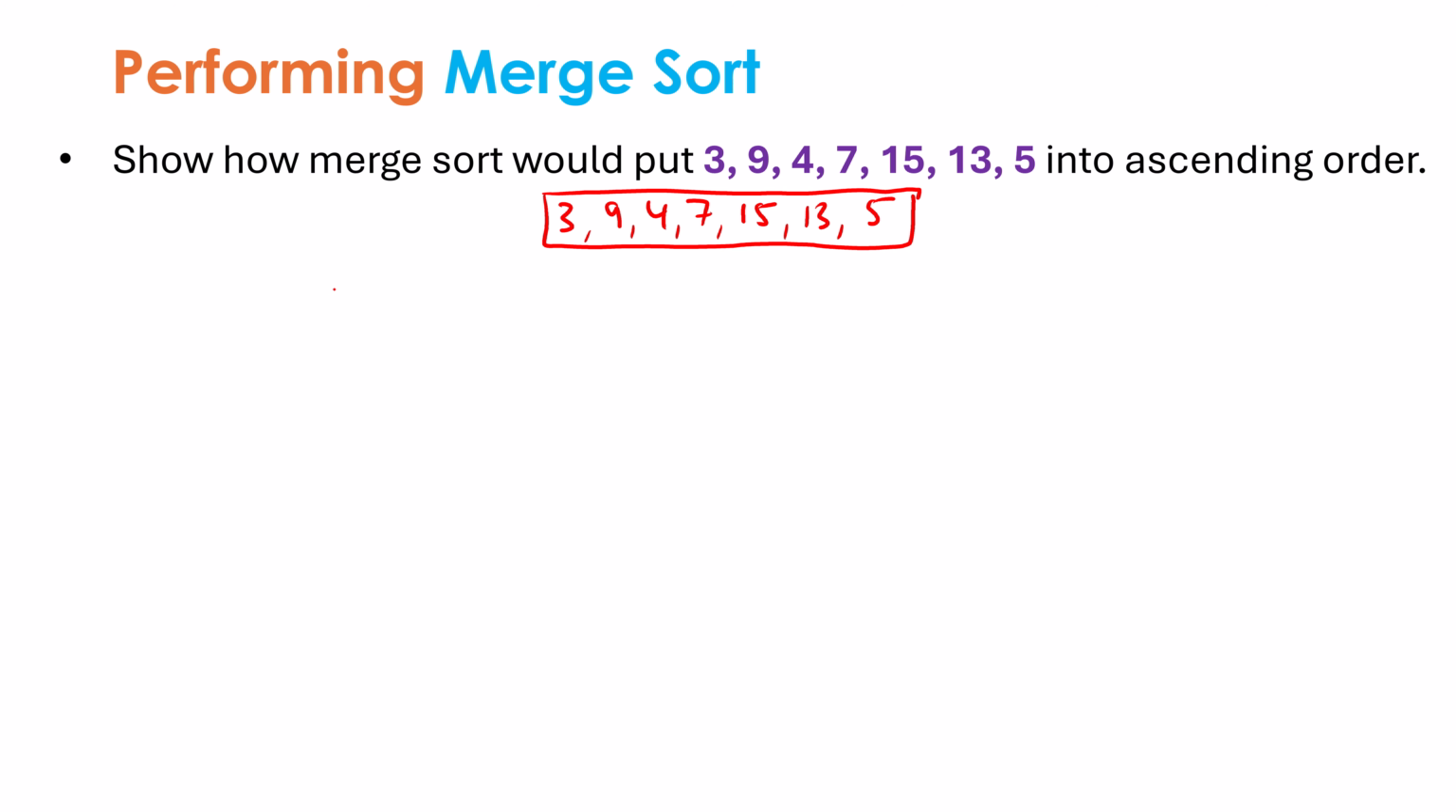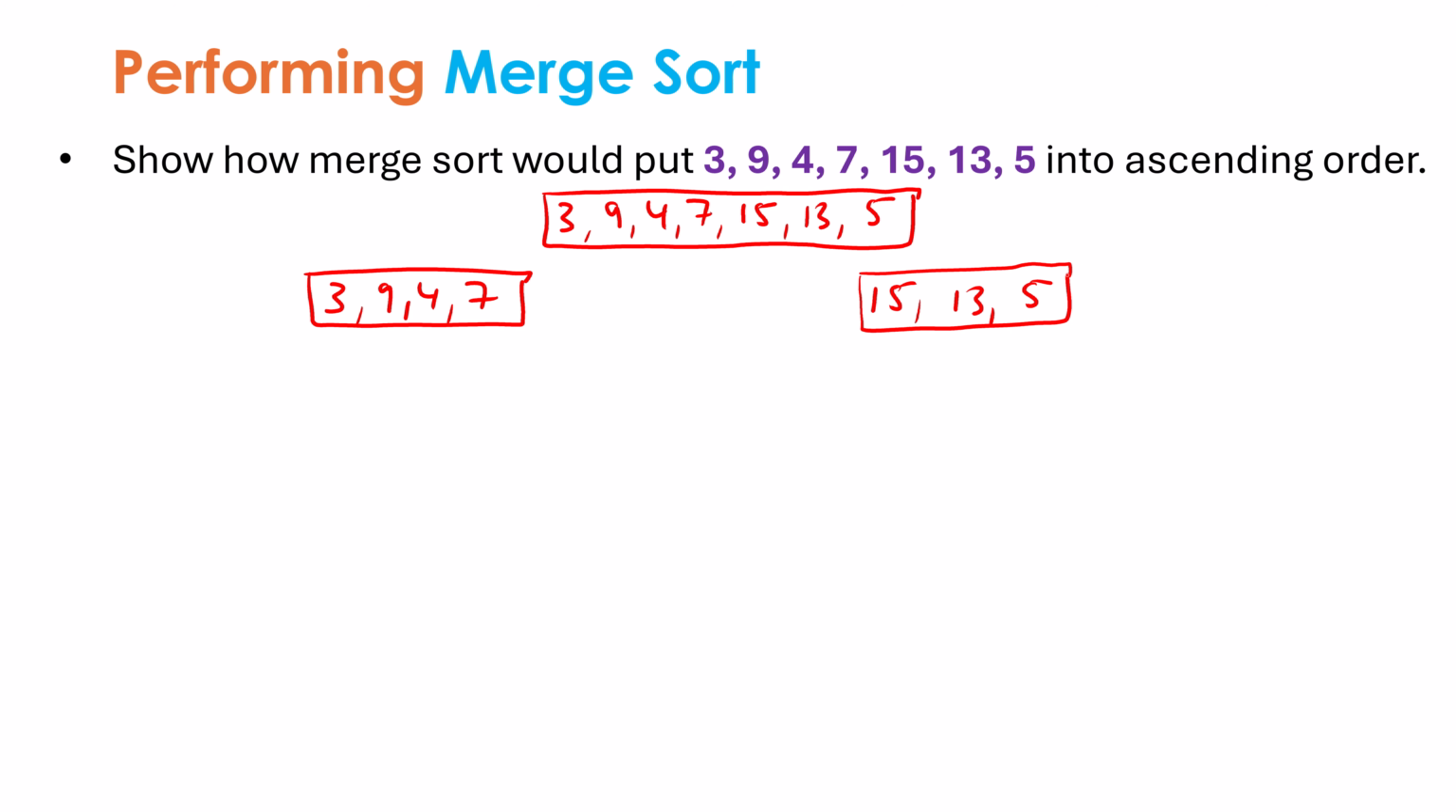So let me draw the left-hand side list with 3, 9, 4, and 7. I'm going to box it to represent this now being its own list. And the second one is 15, 13, and 5. At this stage, I'm not even thinking about sorting it. I'm just dividing. And now we repeat this step. So we keep dividing these sublists in two until they only have one item in them.